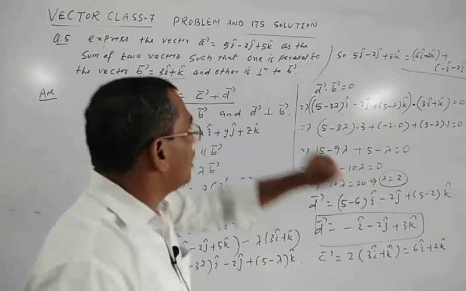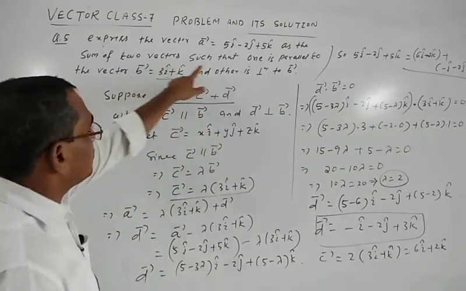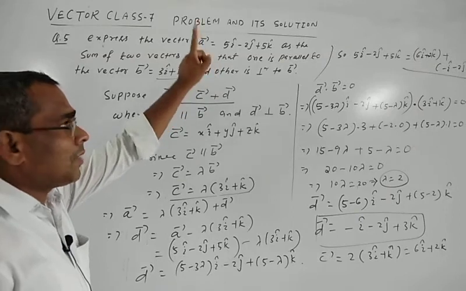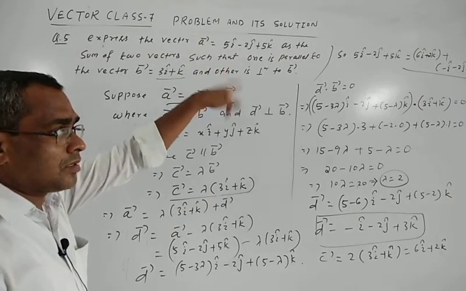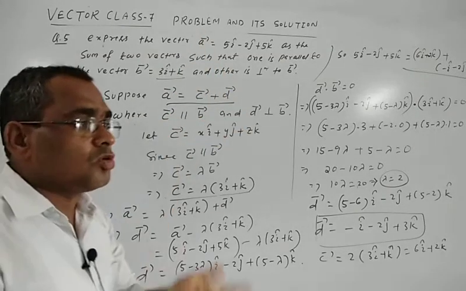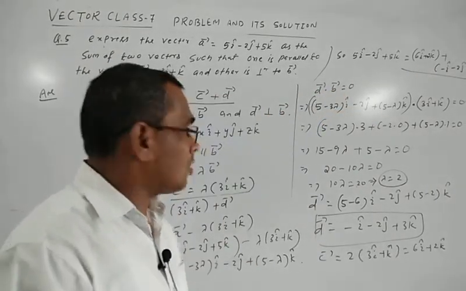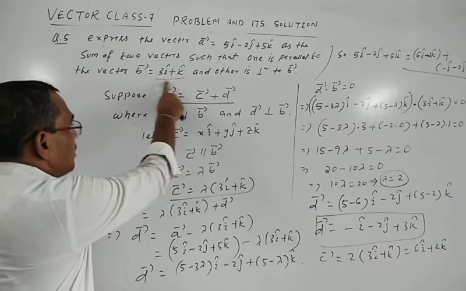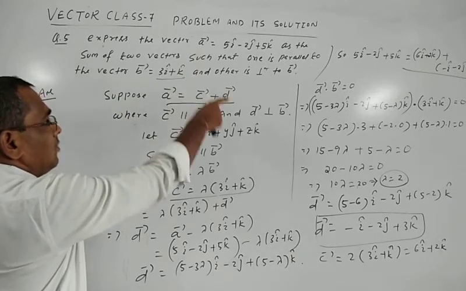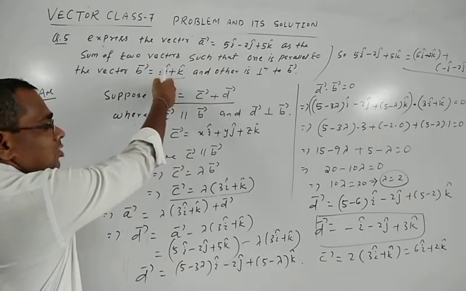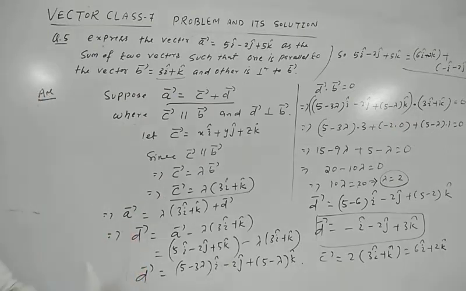So clearly we expressed the given vector a, equal to 5i cap minus 2j cap plus 5k cap, as the sum of two vectors, c vector plus d vector. One vector must be parallel to the given vector, and the other vector must be perpendicular to the given vector. Okay, is it clear now? I hope that you all understand. Okay, so next we go to another question.